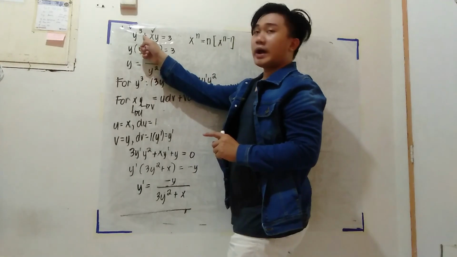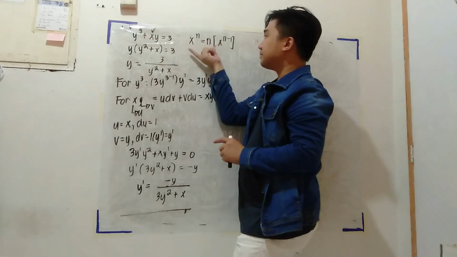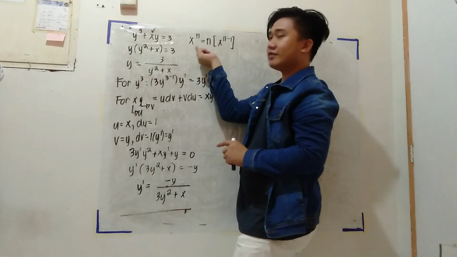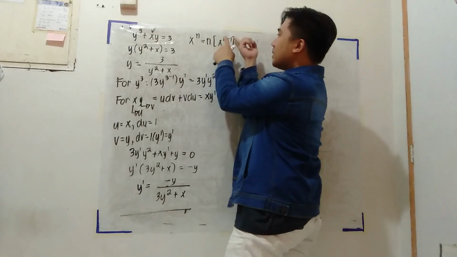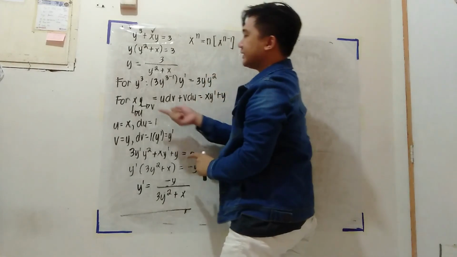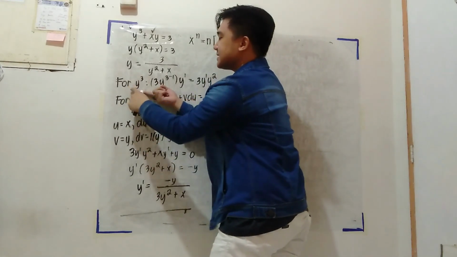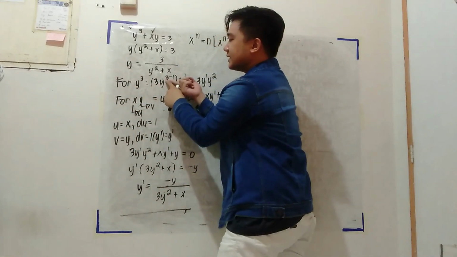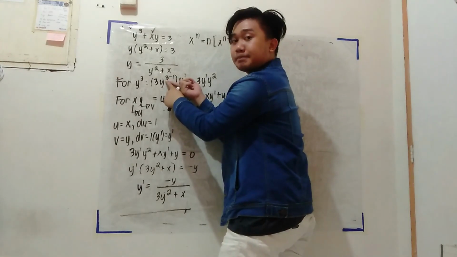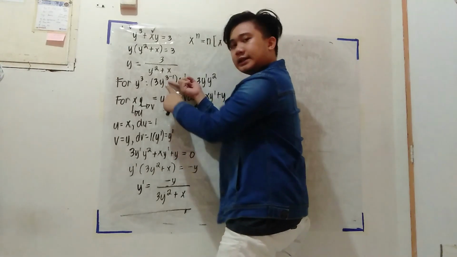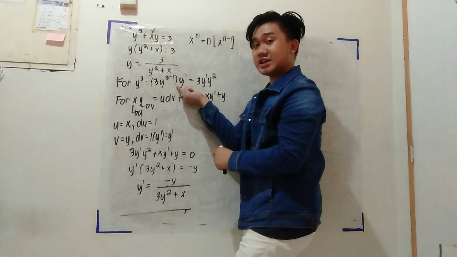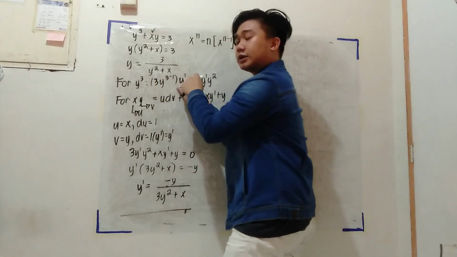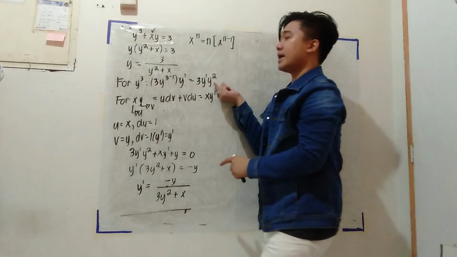To differentiate y cubed implicitly, apply the power rule. If you have x raised to n, bababa si n, and then dahil bumaba, bawasan mo ng isa. So, kung titingnan mo, y cubed, baba si 3, and then si 3 na exponent, bawasan mo ng isa. Eh, dahil y 'to, lagyan mo ng y prime, kasi for implicit differentiation. And kung isi-simplify ko 'to, magiging 3y prime y squared.